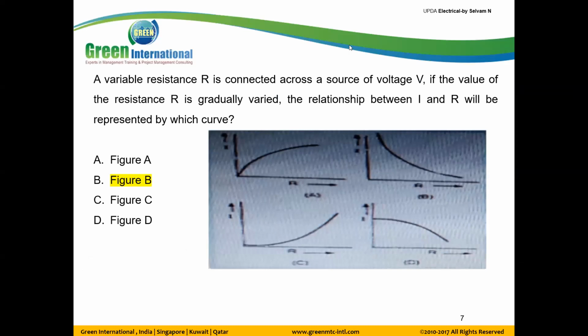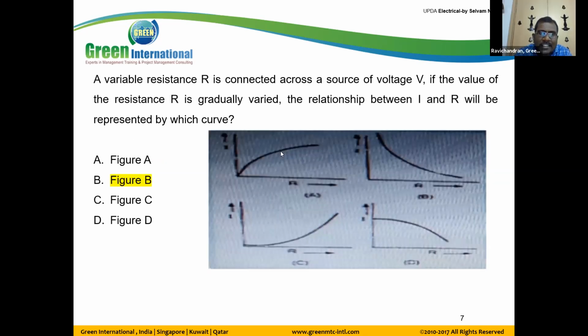What about D? Why D cannot be the answer? What is the reason for D not to be the answer? I'm asking why not the graph D? Why is it not fulfilling the criteria?